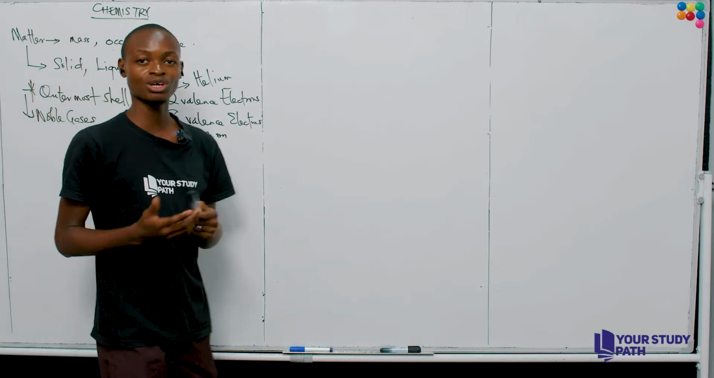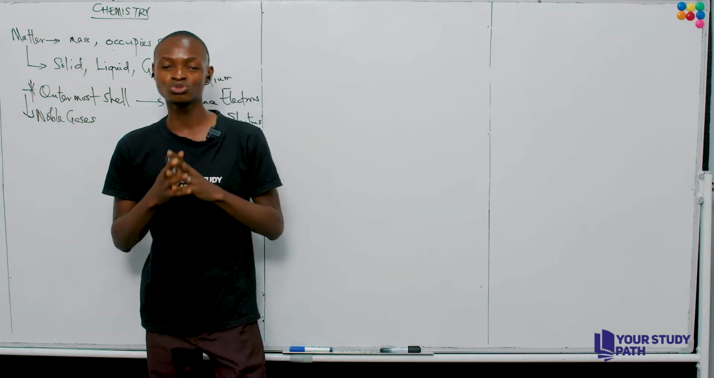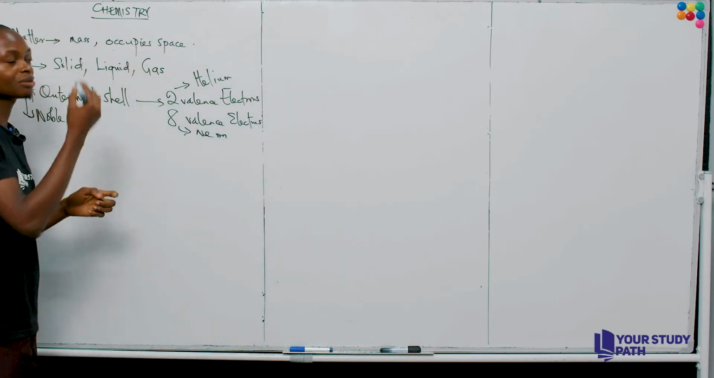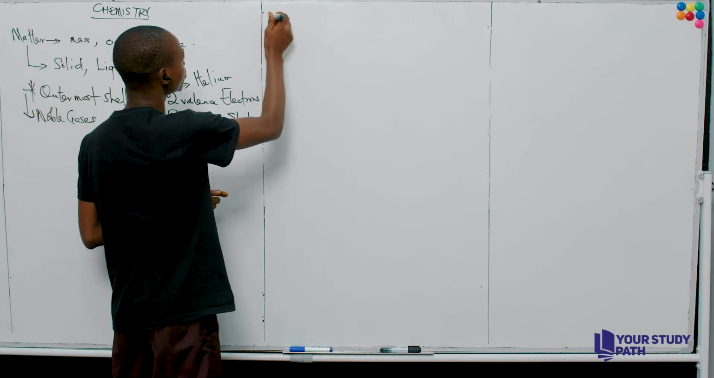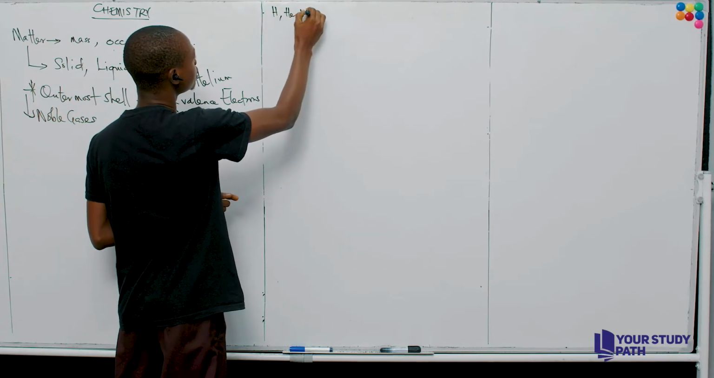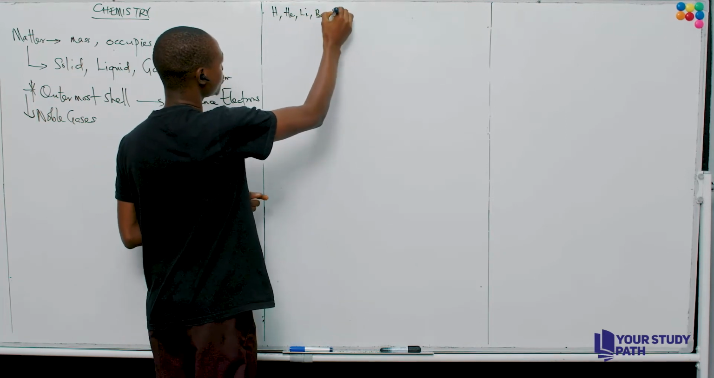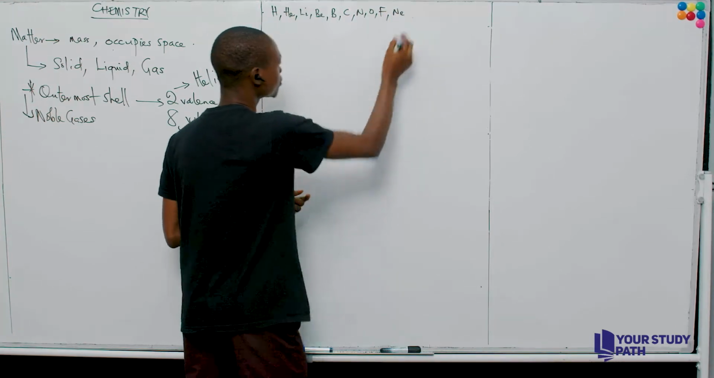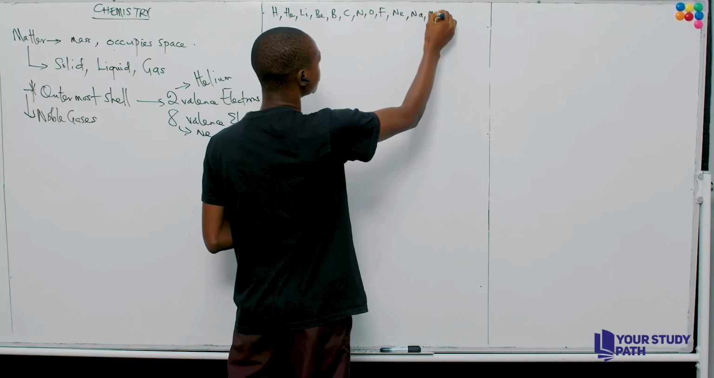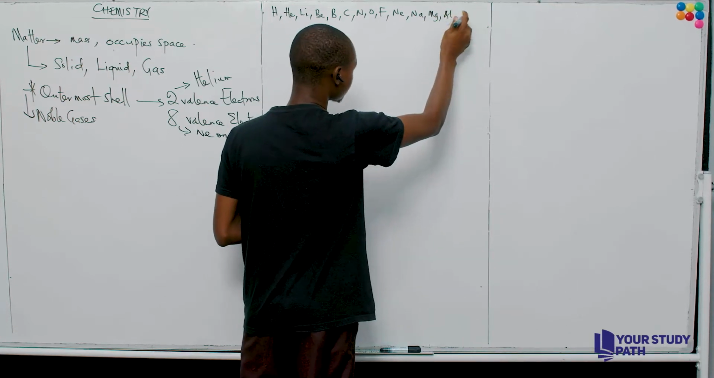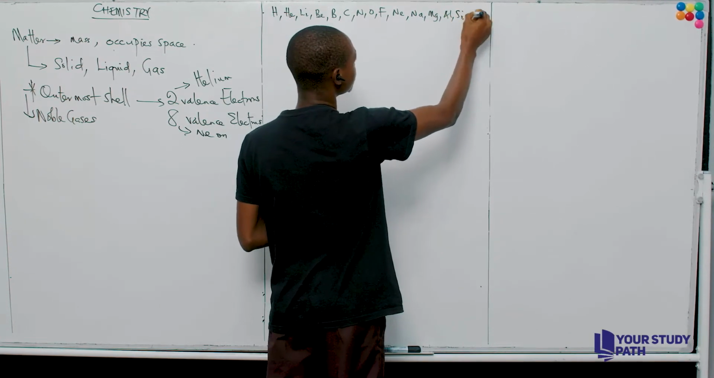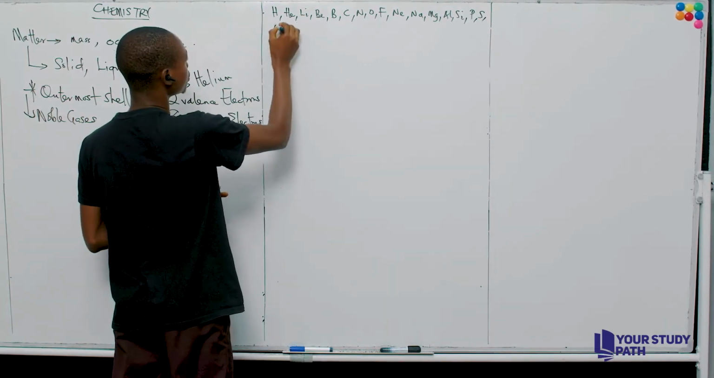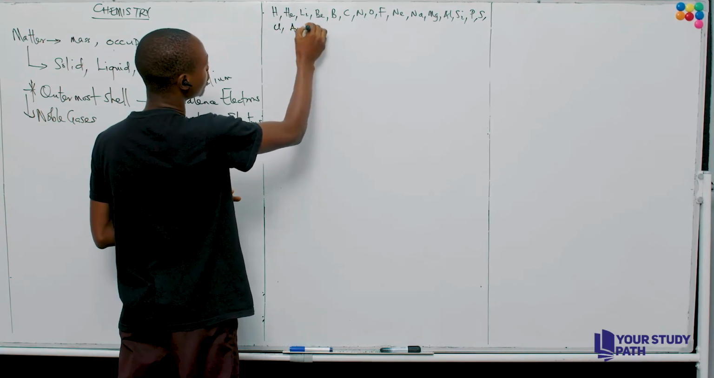Do not forget that when we talk about the periodic table, it is general to emphasize the first 20 elements, which we would quickly list in terms of their atomic symbols. We have hydrogen, helium, lithium, beryllium, boron, carbon, nitrogen, oxygen, fluorine, neon, sodium, magnesium, aluminium, silicon, phosphorus, sulfur, chlorine, argon, potassium, and calcium.